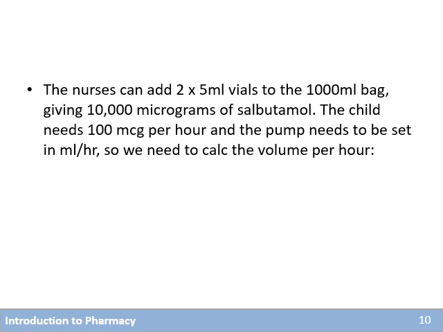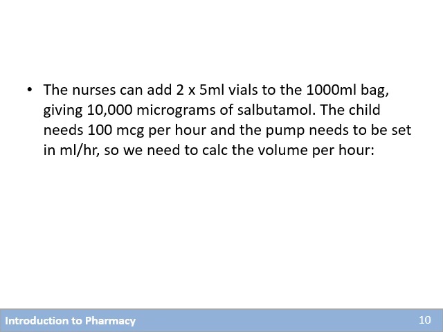So the idea was that the nurses could add 2 5 ml vials to the 1,000 ml bag. That gives 10 mils in 1,000 ml. And that would be 10,000 micrograms or 10 milligrams. So 2 5 ml vials, each 5 milligrams in 5 ml. The child needs 1800 micrograms per hour.